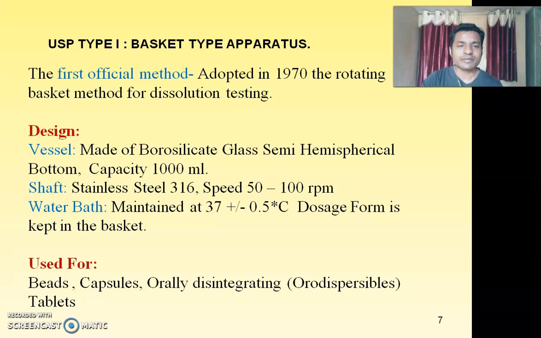The design of this apparatus is a vessel having a semi-hemisphere bottom, which is made up of borosilicate glass, with a capacity of about 1 liter. Then the shaft is made up of stainless steel 316, and the speed of shaft rotation is 50 to 100 rpm. That vessel is dipped in a water bath, and that water bath maintains the temperature at about 37 plus or minus 0.5 degrees Celsius.